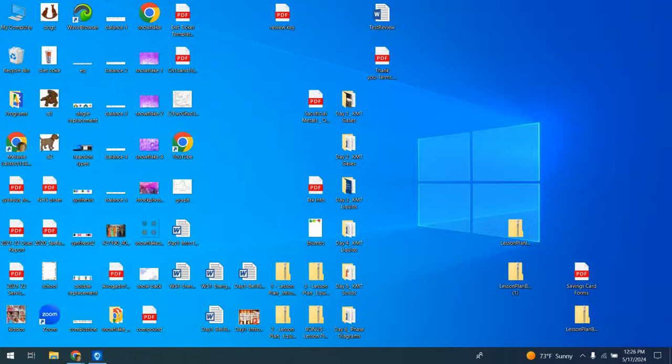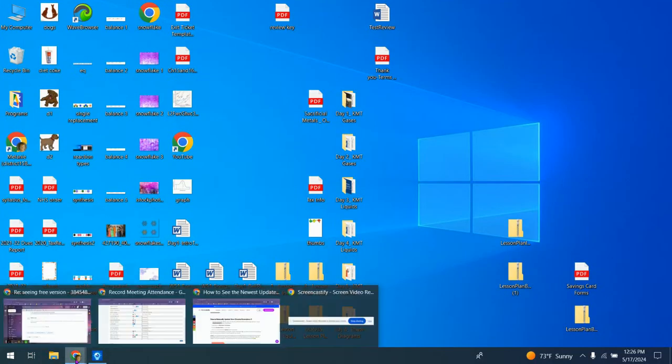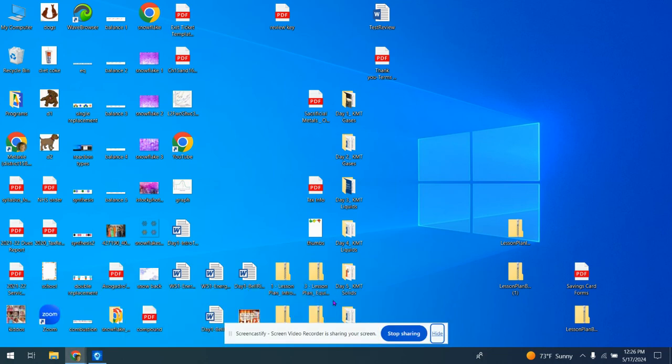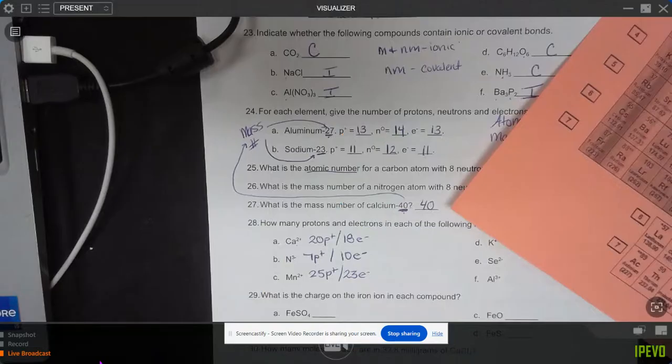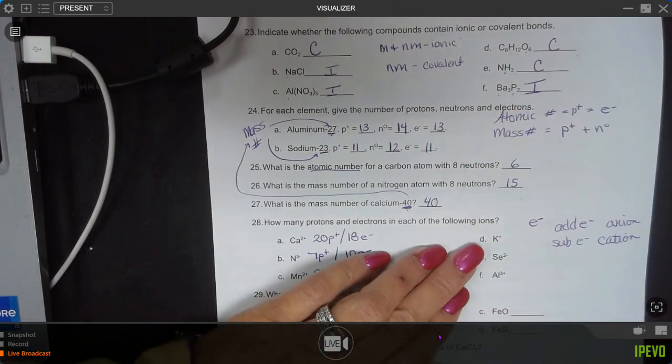Potassium. Uh-oh. What did I do? Oh, shoot. Am I still sharing? Let's see. My screen just went wonky. Let me get us back there. Okay, good deal. We are still sharing. Okay. Whew. All right. Back to this.